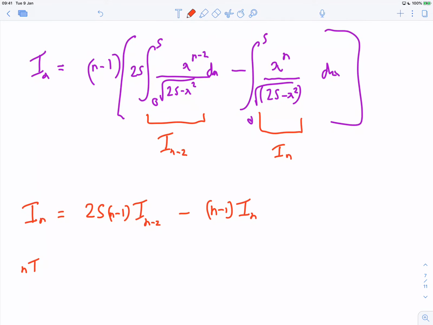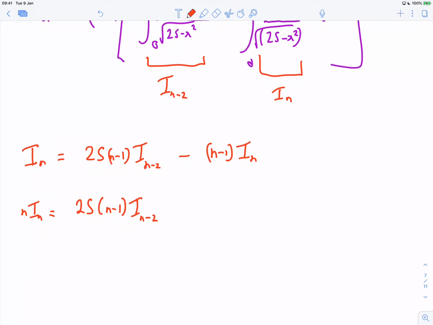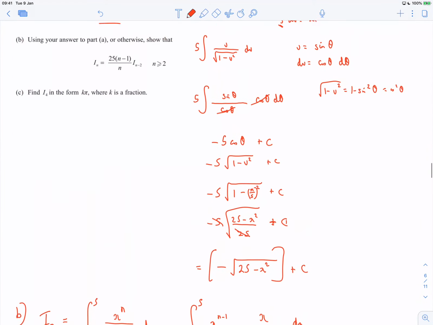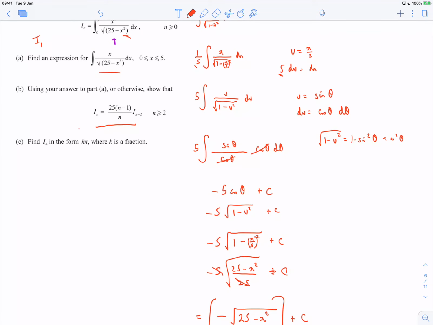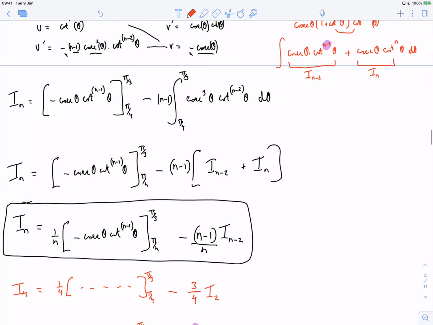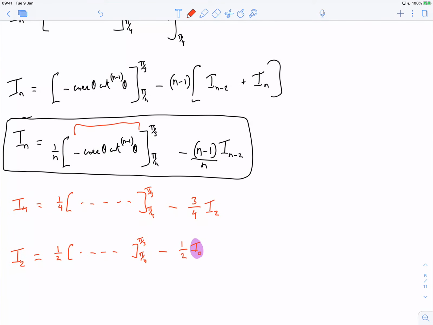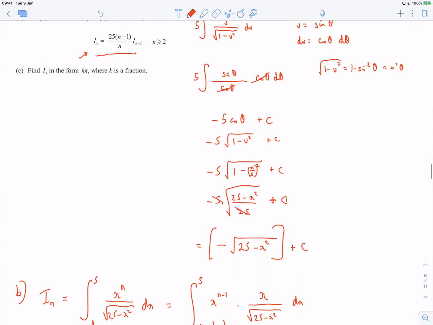So I believe I'm going to have n lots of I of n equals 25 lots of n minus 1 lots of I of n minus 2. And then when I divide by n, I'm just going to have that. So was I of n supposed to be 25 times n minus 1 all over n, times I of n minus 2? Yes, it was. So that's a fairly nice result, actually. And this one is a lot easier to deal with for the next stage and so on than my previous example of this trigonometric thing, because I had to keep evaluating this horrible thing here. But at least this is a lot easier now.